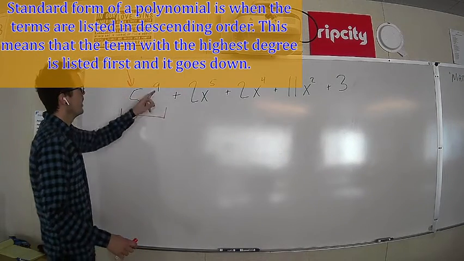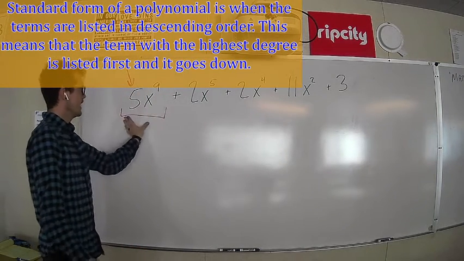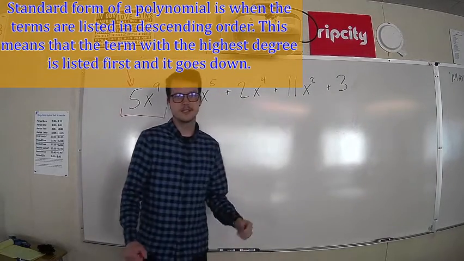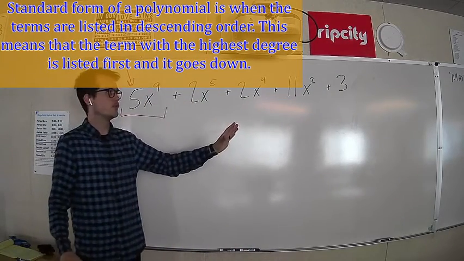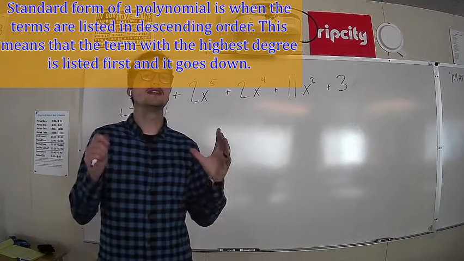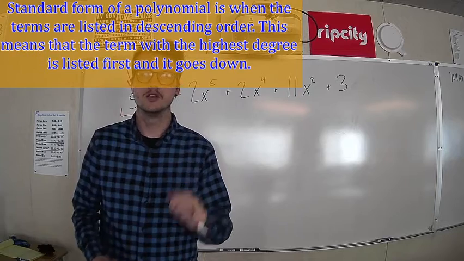So again, I just want to point out, 9 is the biggest exponent. This is the highest degree term. 5 is next, and then it's 4, and then it's 2, and then our constant. So this is already listed in standard form. It just means you put the bigger ones up front, and then you work your way down. And you're looking at the exponent, not the coefficient, when doing standard form.